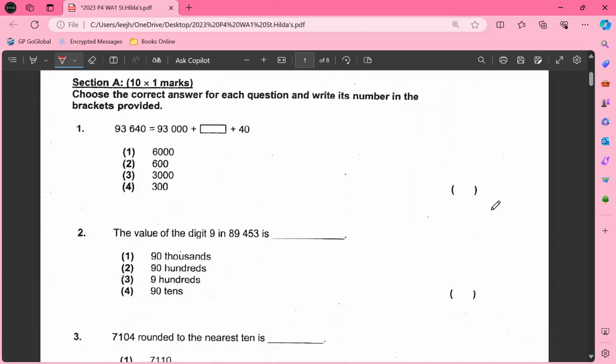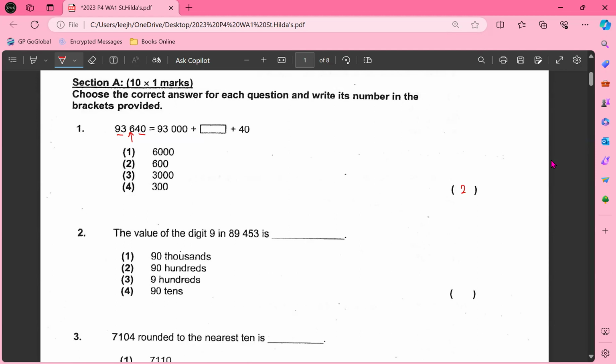So I'm going to start with section A, okay? Some questions are actually very straightforward. So let's go to question one. It says here, 93,640 is equal to 93,000 plus something plus 40. If you are very good with your place values, you can straight away see that the answer is 600, because 93,000 is here and 40 is here, so you're only left with the hundreds place that is missing. So your answer should be number two, 600.